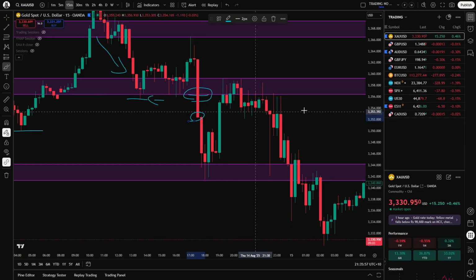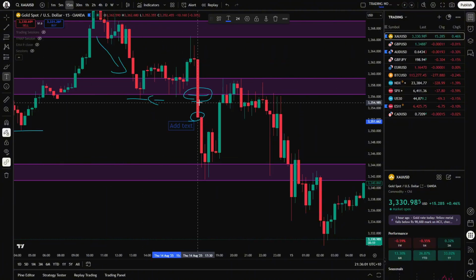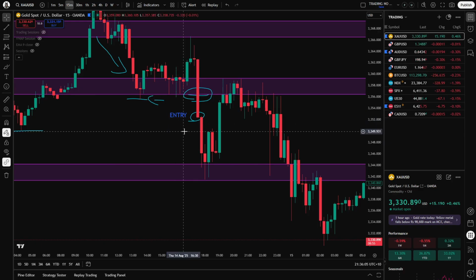Patience is key here. When price came back and rejected, that's when I took my entry. So off this mark here, this is when I took my entry, where this price rejected and closed. Once it closed, I was waiting for a correction. So now we're entered, right? We're in the trade. And now we're in the correction zone. So we're waiting for a correction.